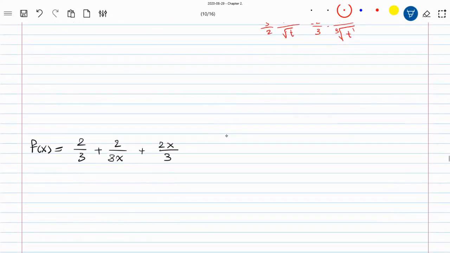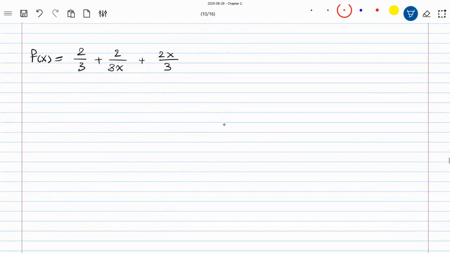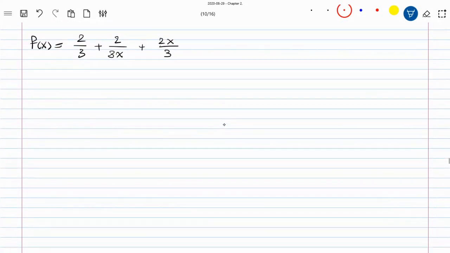Okay, here is one more example to see the difference between some cases. Given this function f, 2/3 plus 2 over 3x plus 2x over 3, we want to find out what is f prime. Okay, so what is f prime? Derivative of 2/3. There is no x involved. This is a constant, this is a number. Simply 0.